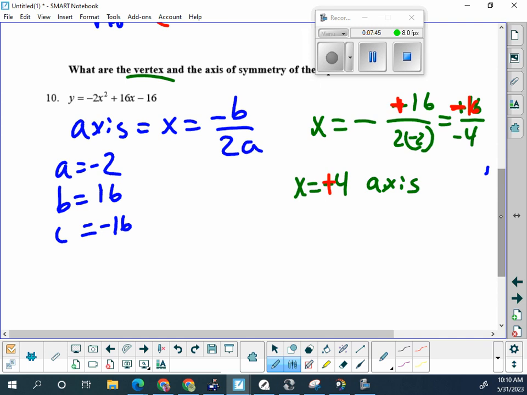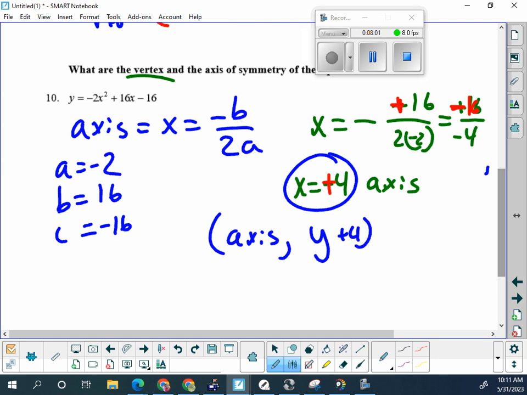Well, actually, we got 10 minutes. So moving along here. To get the vertex, I'm going to take this 4 and put it into my original equation. So my vertex is the axis, comma, the function with that 4 put into it. I'm going to write it that way. Put the 4 in for x in the y function.